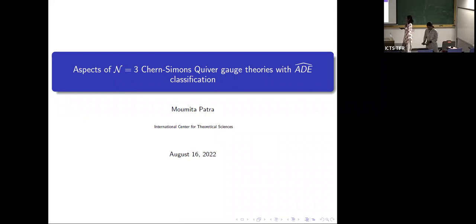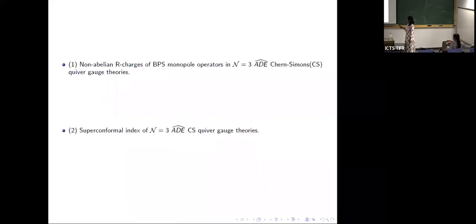Okay, so today I'll be talking about some aspects of N equal to 3 Chern-Simons quiver gauge theories with ADE classification, and I'll be talking about how to compute two quantities in these theories. The first one is the non-abelian R charges of the BPS monopole operators, and then I'll compute the superconformal indices for the same theories. Let's first start with the first part, which is the non-abelian R charges.